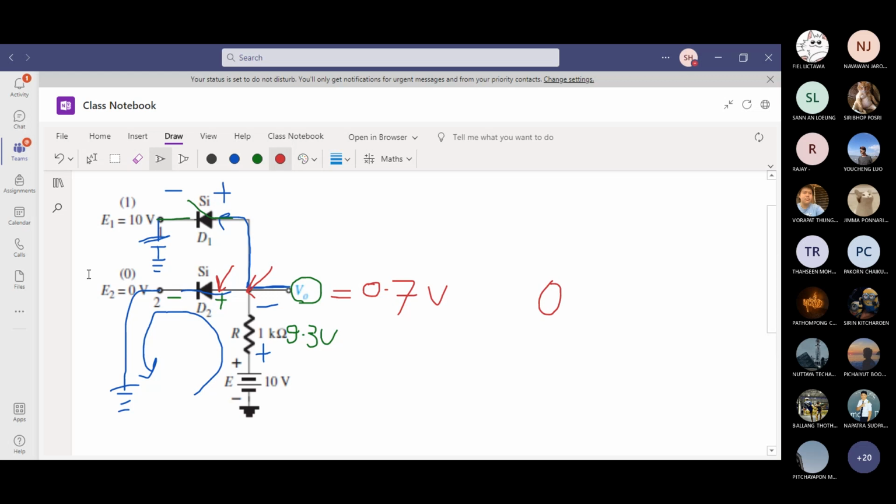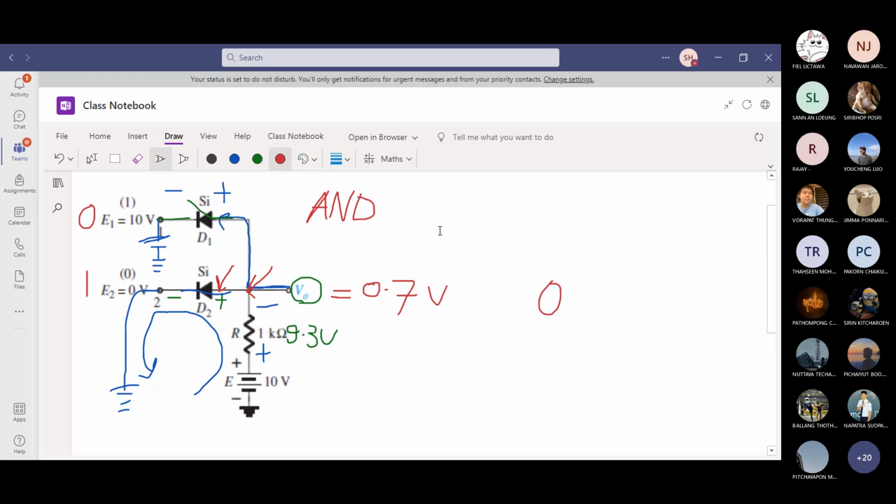You see, one diode is on, the other one is off. If the combination of 1 and 0 gives you a logic 0, what type of gate is this? 1 or 0, you will get a high Boolean output. 1 and 0, you finally get a low Boolean output. So this gate is an AND gate. The previous example was the example of an OR gate.